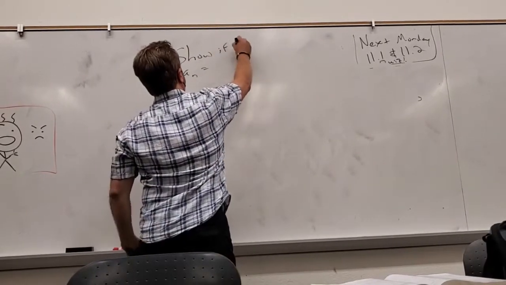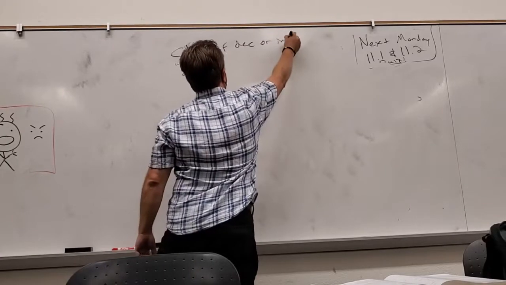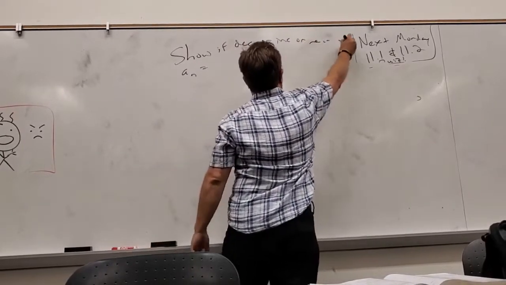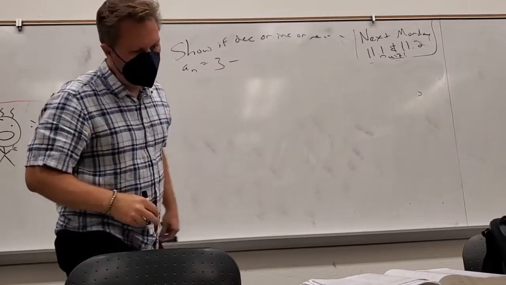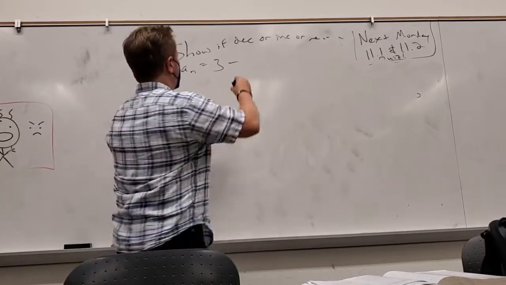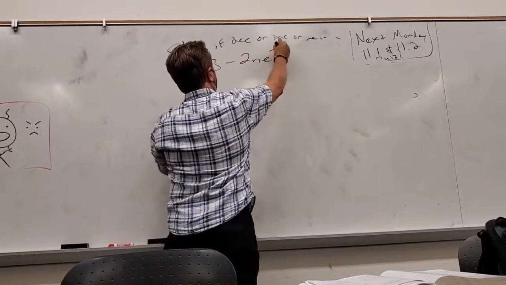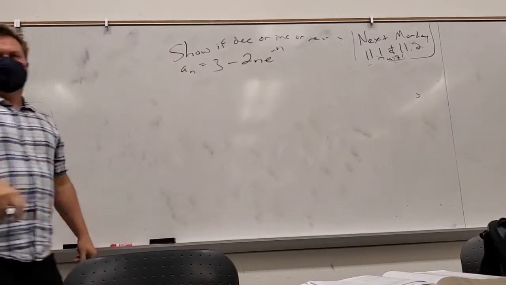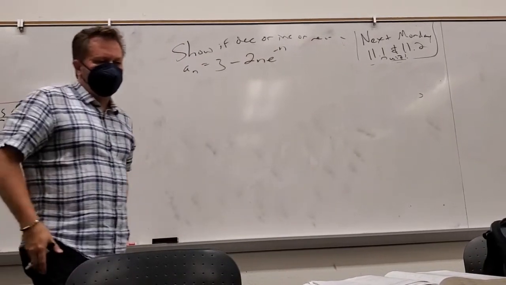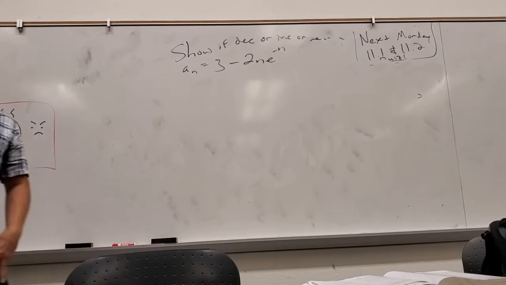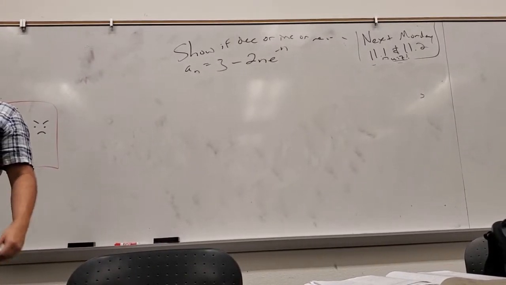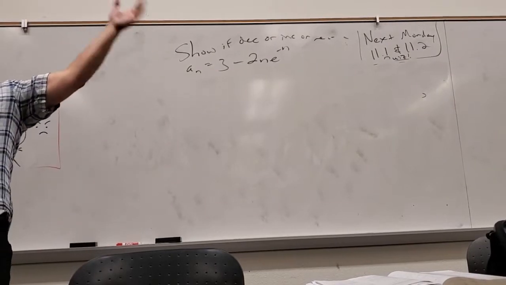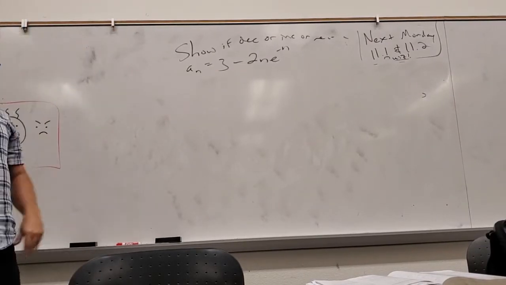Show if it's decreasing, increasing, or neither. This was a nifty one. Is this for 11.3? No, this is actually 11.1. 11.3 has a requirement to show it's decreasing. So if we know how to show increasing or decreasing, we're golden, right? Show it's decreasing.